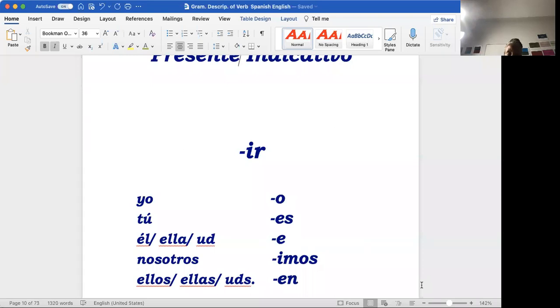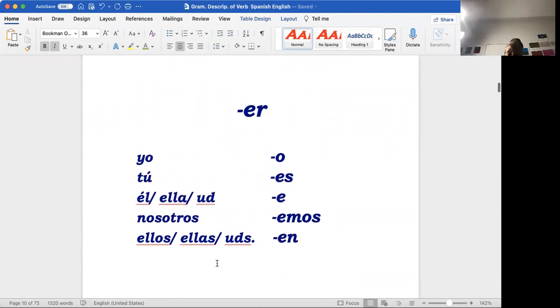I'm going to share my screen because I just realized that I forgot to tell you something. If you notice, the IR verb is similar to the ER verb in everything but the nosotros. This right here, the nosotros. The nosotros with the ER verb is the E. Comemos, right here. So it's o, es, a, emos, and.